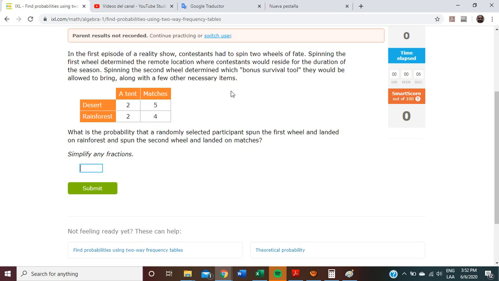So in the first episode of a reality show, contestants had to spin two wheels of fate. Spinning the first wheel determined the remote location where contestants will reside for the duration of the season. Spinning the second wheel determined which bonus survival tool they will be allowed to bring, along with a few other necessary items. Okay, so there are two wheels. Okay, these are the contestants, and so the first thing you have to do is this.